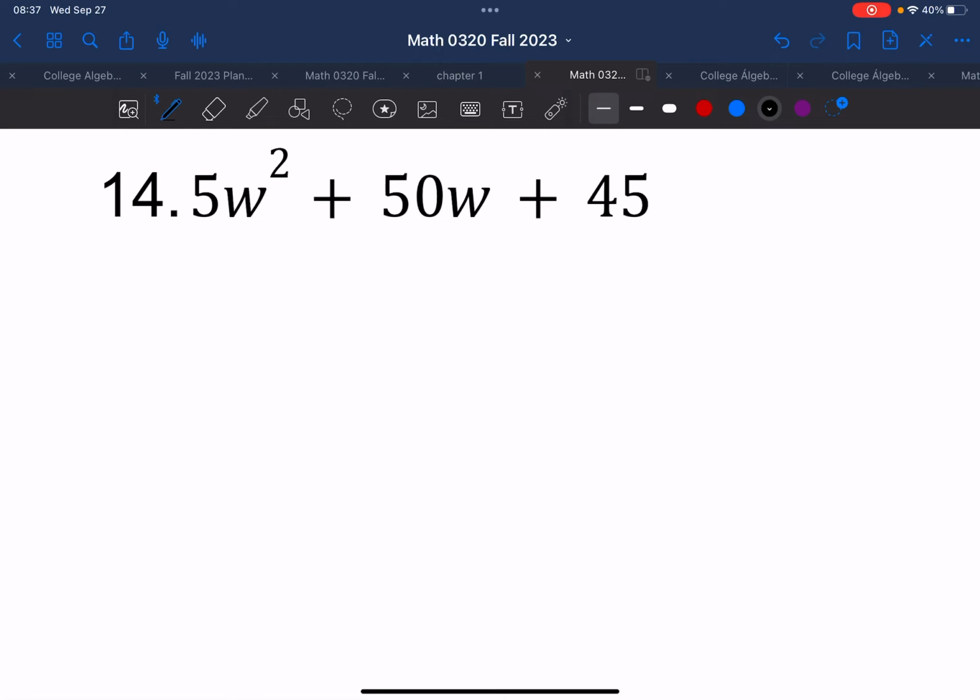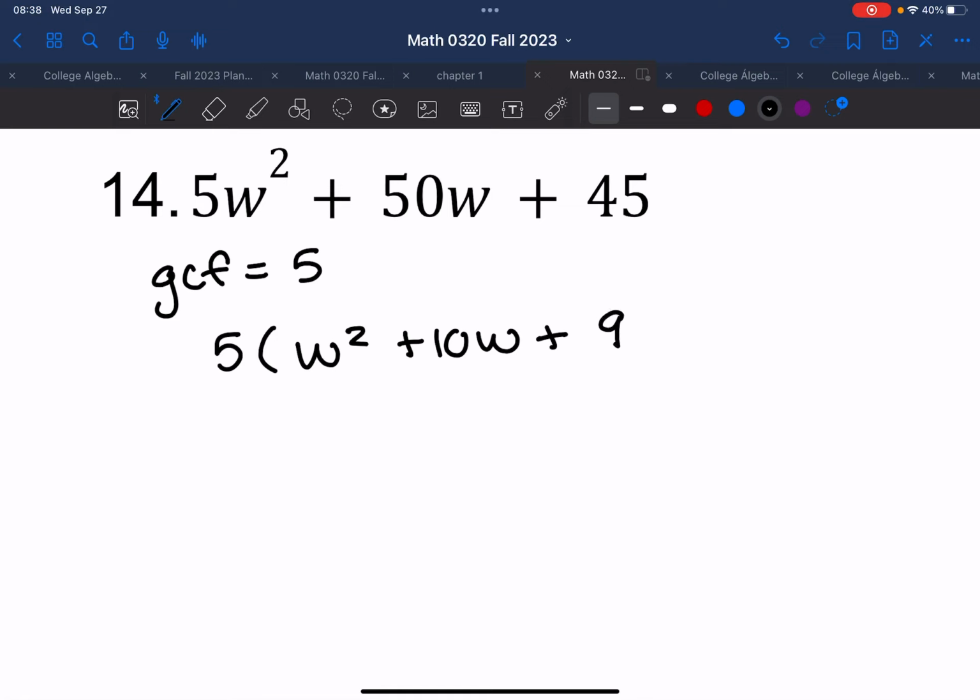Okay, does 14 meet both of the first criterias? No, so it meets the positive one, because 5 and 45 are both positive, but they're not perfect squares. So that tells us we have a what? GCF, and what would be the GCF? 5. So if I take out a 5, I'm left with w squared plus 10w plus 9.